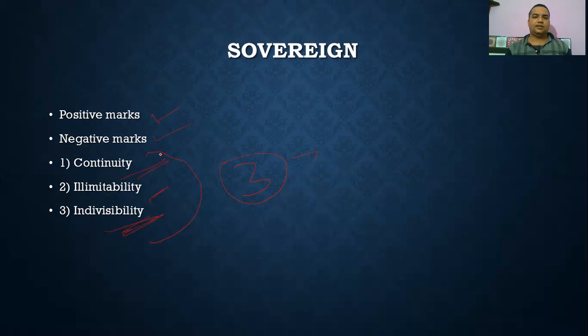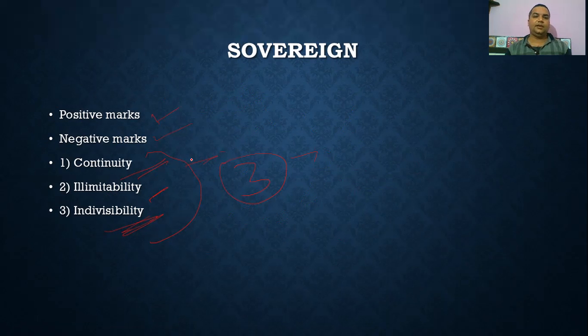Continuity means the sovereign must be continuous. A well-established phrase in the United Kingdom is: the king is dead, long live the king. The blood and flesh of the king will never die. The successor will become king, the son of the king becomes king. So sovereignty is a continuous process. There is no break or stop in the continuing process of the sovereignty.